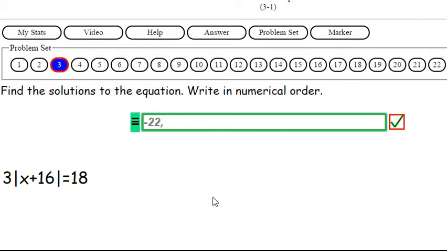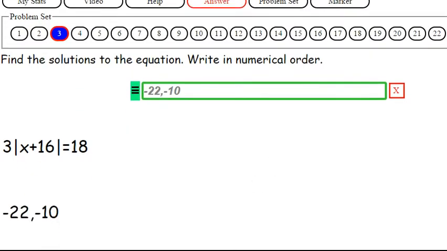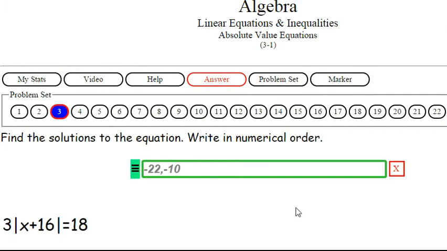-22, comma, -10. I'm going to actually click here. Yeah, okay. So that should be correct. Of course, you can click on the answer up here if you don't know. So there you go. We're getting a little bit more complicated now as we work further on through this problem set.